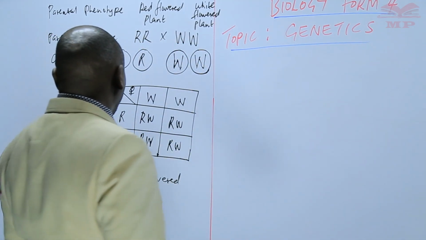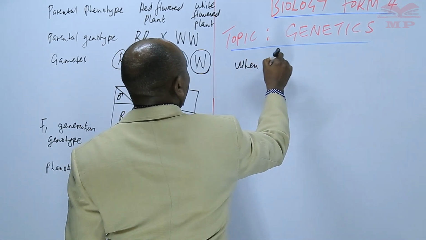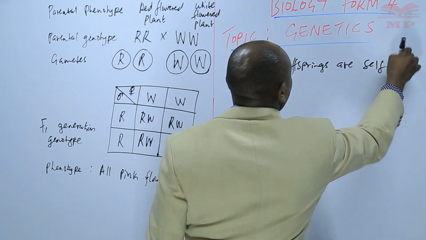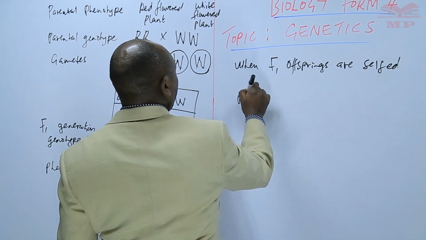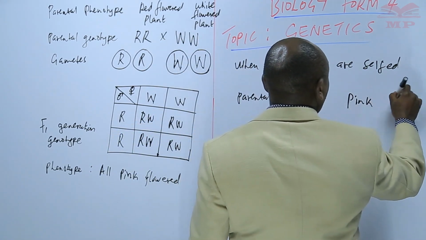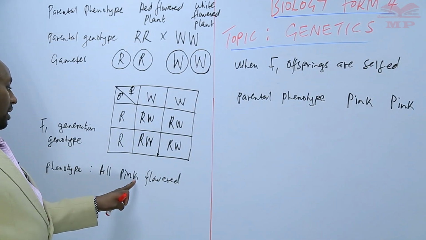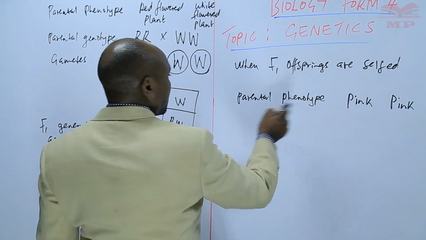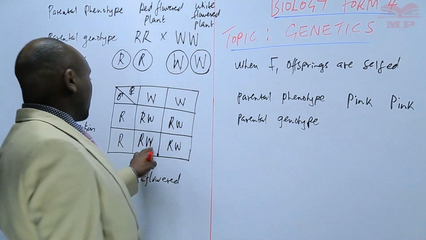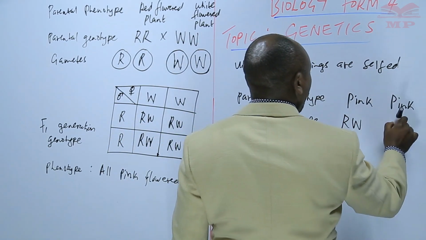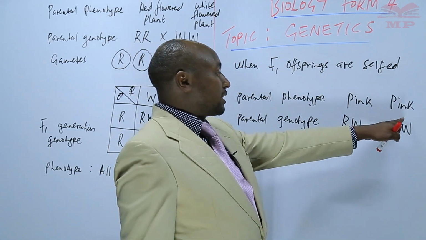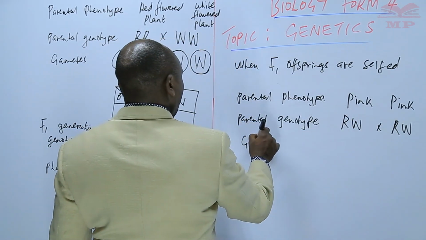We can do the F2 generation, which is when the F1 offspring are selfed. The parental phenotype now becomes pink versus pink. The offspring here become the parents of the next generation, F2. So now we have the parental genotype as obtained in the square, RW and RW, and the cross sign must be put there to show that we are crossing those genotypes. Then we have the gametes.